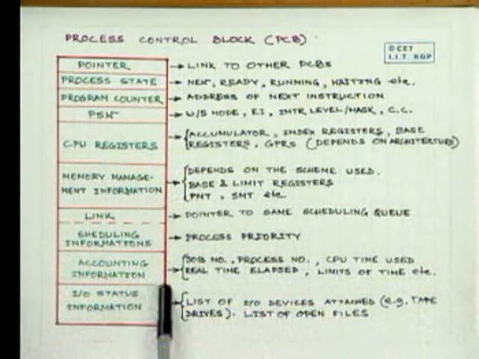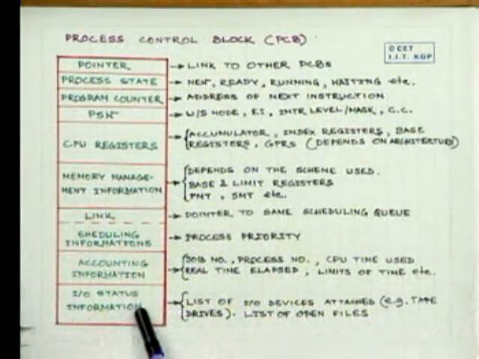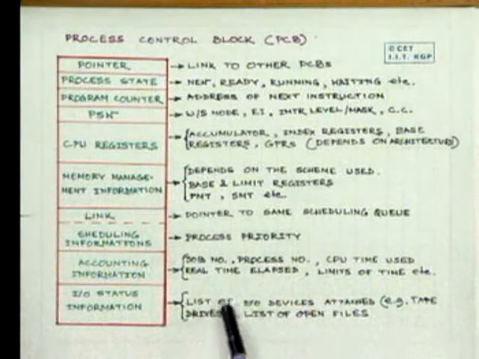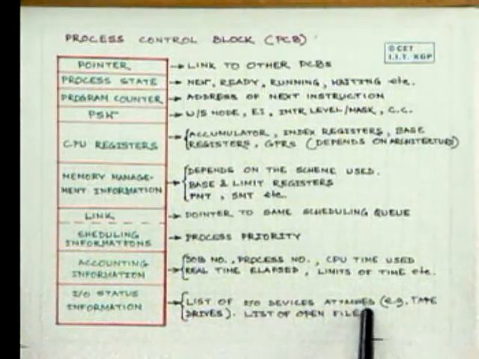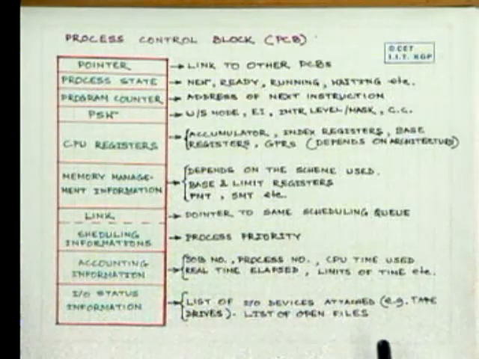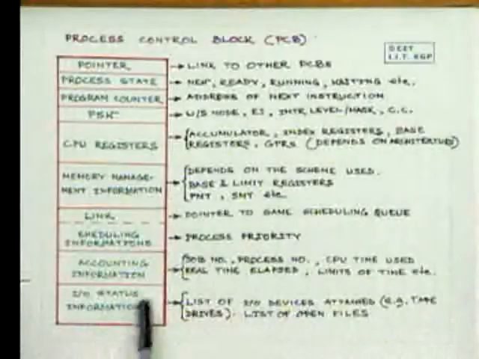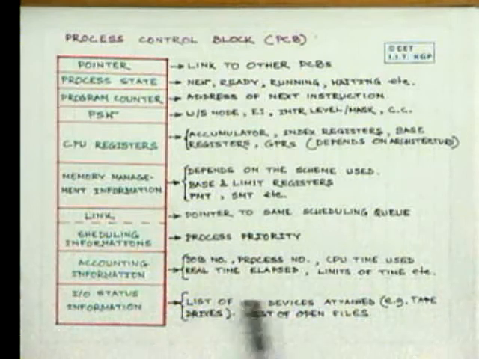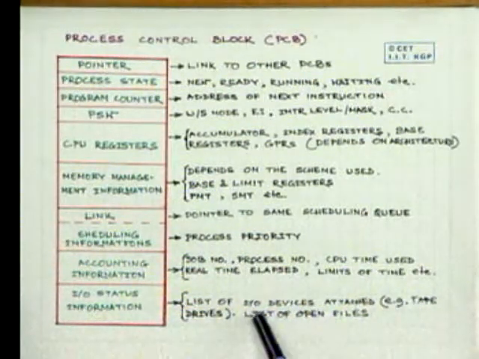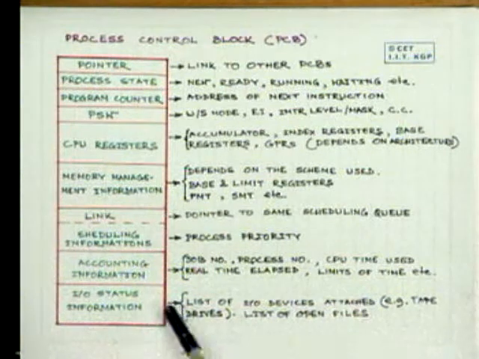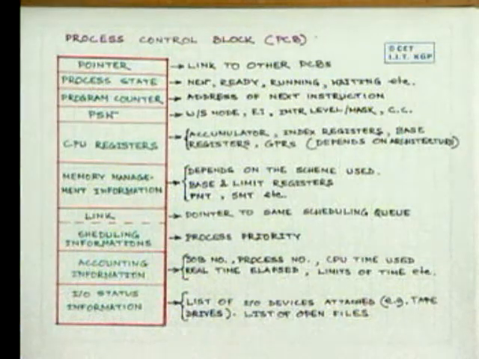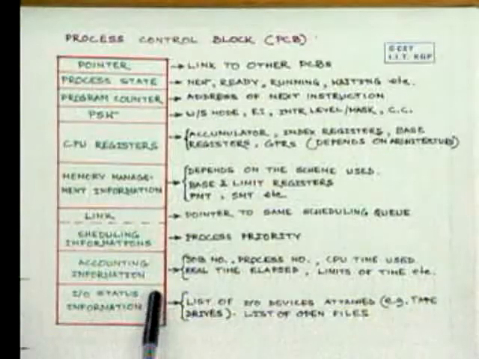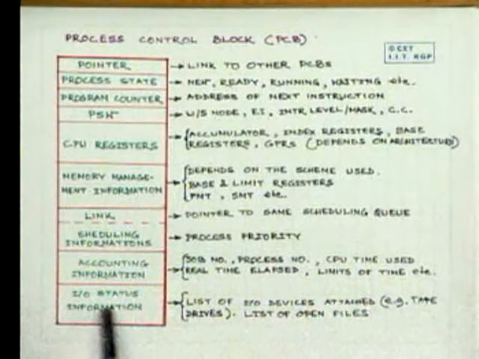Then I/O state information is also kept in the PCBs. For example, what is the list of I/O devices that are attached? The process may be using magnetic tapes, so the tapes attached to this process, that list is kept. Then the list of open files: the process may be using many files in the secondary storage, including database files, right? That information is kept in the I/O status information.